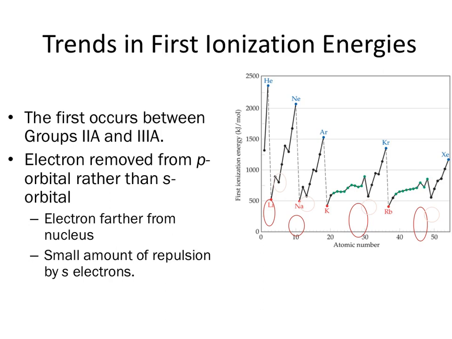rather than in the s orbital. Because it's in the p orbital, it's a little bit further away from the nucleus. And because it is further away from the nucleus, it's easier to remove than the valence electron in beryllium, because beryllium's is in the s orbital and it is closer. Okay?